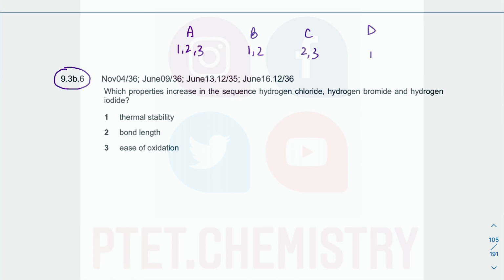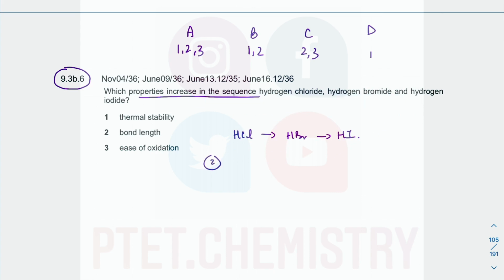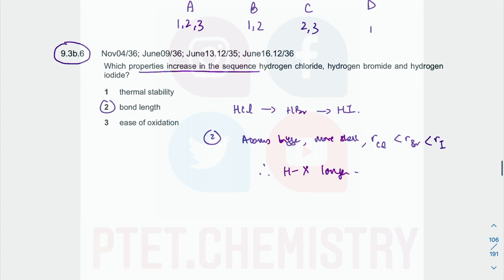Which properties increase in that sequence? HCl to HBr to HI. So this is down group 17. If I do bond length, the atoms are bigger because you have more shells. This is how you explain it in paper 2. The radius of chlorine is smaller than the radius of bromine, smaller than the radius of iodine. Therefore, the H-X bond is longer. So indeed, the bond length gets longer.